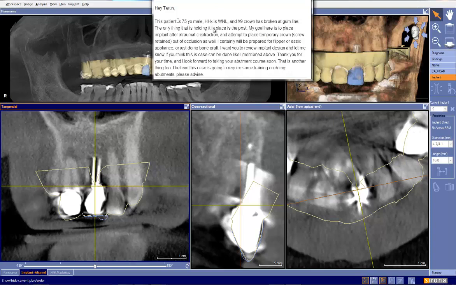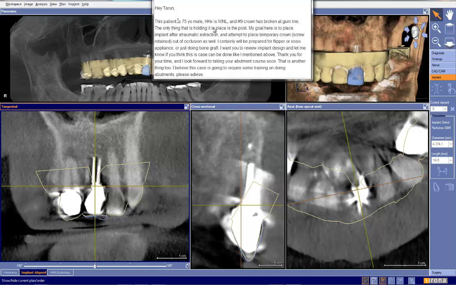This patient is a 75-year-old male. Health history is normal, and number 9 is broken at the gum line. The only thing holding it in place is the post. My goal here is to place an implant after atraumatic extraction and attempt to place a temporary crown, screw retained, out of occlusion as well. I was certainly prepared for a flipper or Essix appliance or just doing a bone graft.